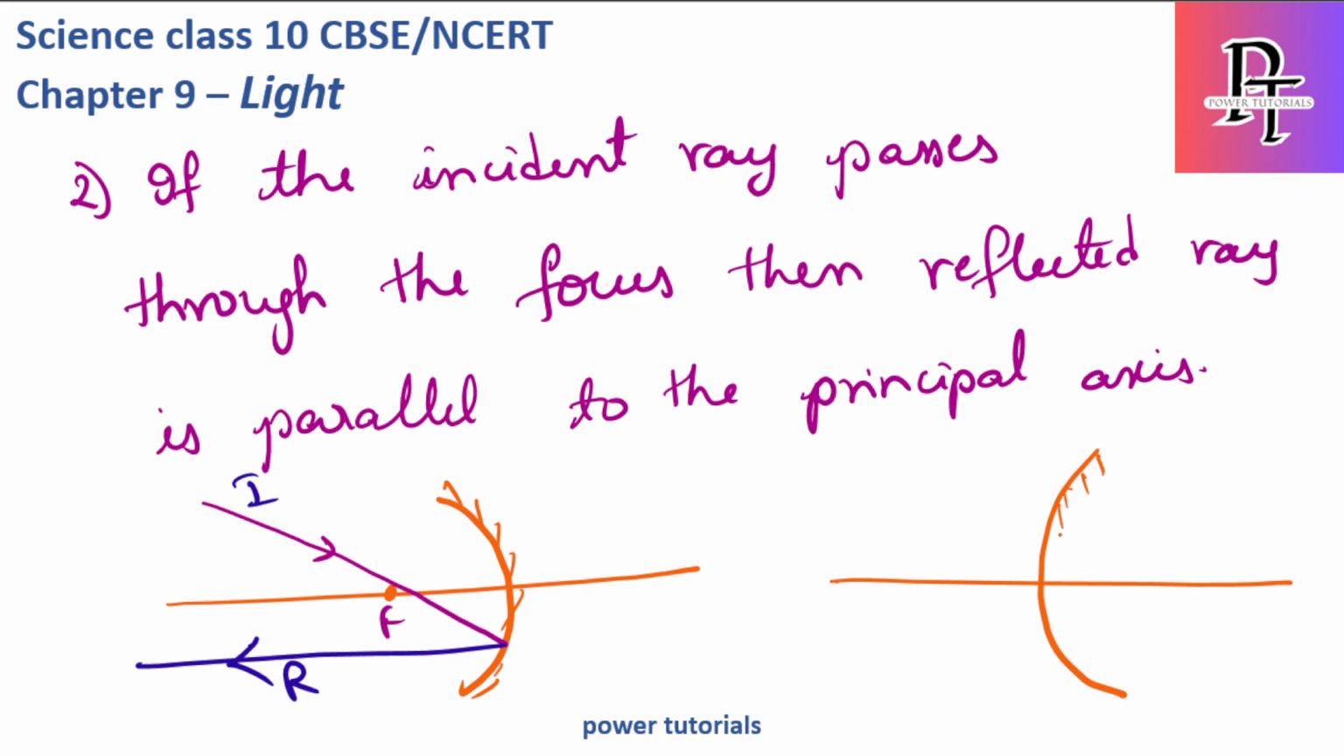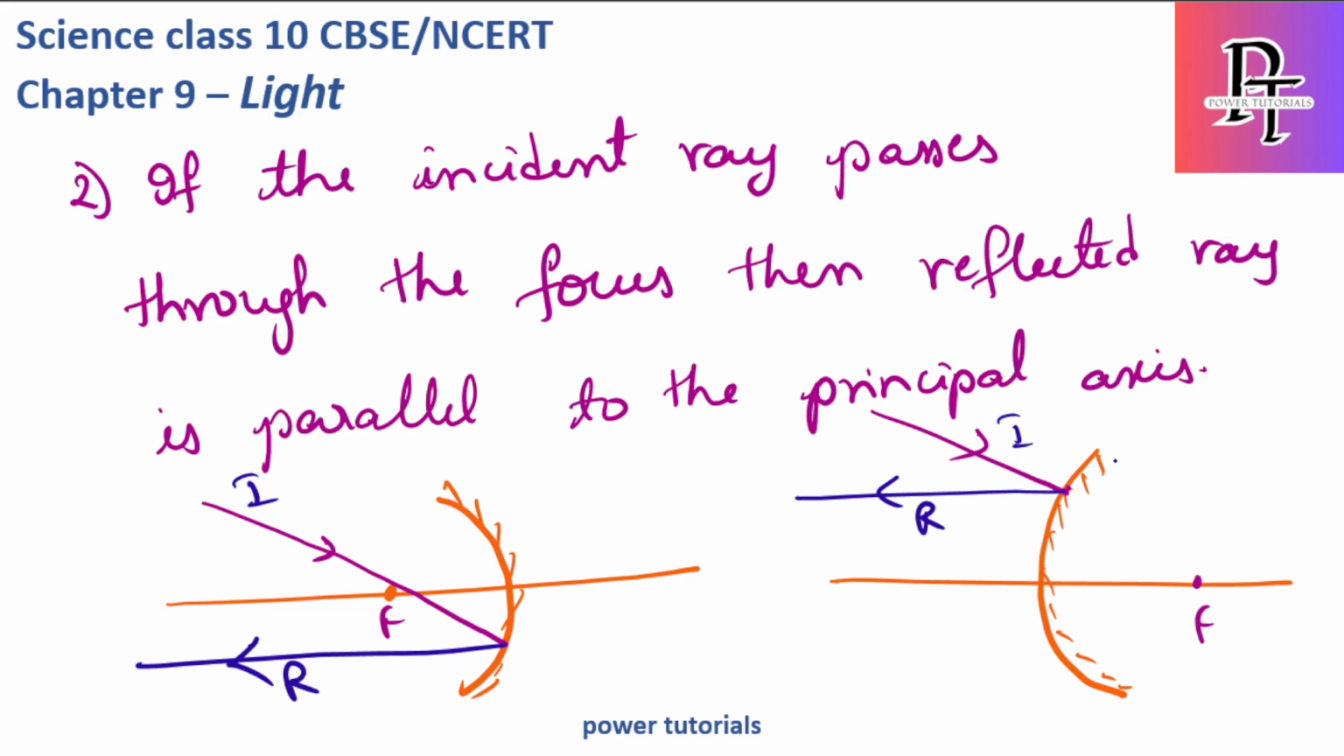So this is convex mirror. Let us have an incident ray. This is incident ray. Wait, incident ray I told you it should pass through focus. Okay, so let's keep a focus somewhere here. Now I have incident ray like this. Then I told you the reflection is parallel to the principal axis. This is incident ray and this is reflected.